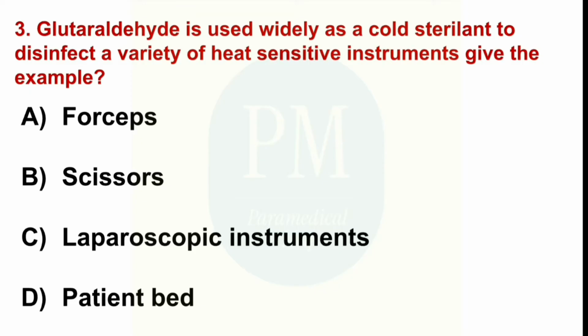Glutaraldehyde is used widely as a cold sterilant to disinfect a variety of heat-sensitive instruments. Give the example. Option A. Forceps. Option B. Scissors. Option C. Laparoscopic instruments. Option D. Patient bed. The correct option is option C. Laparoscopic instruments.